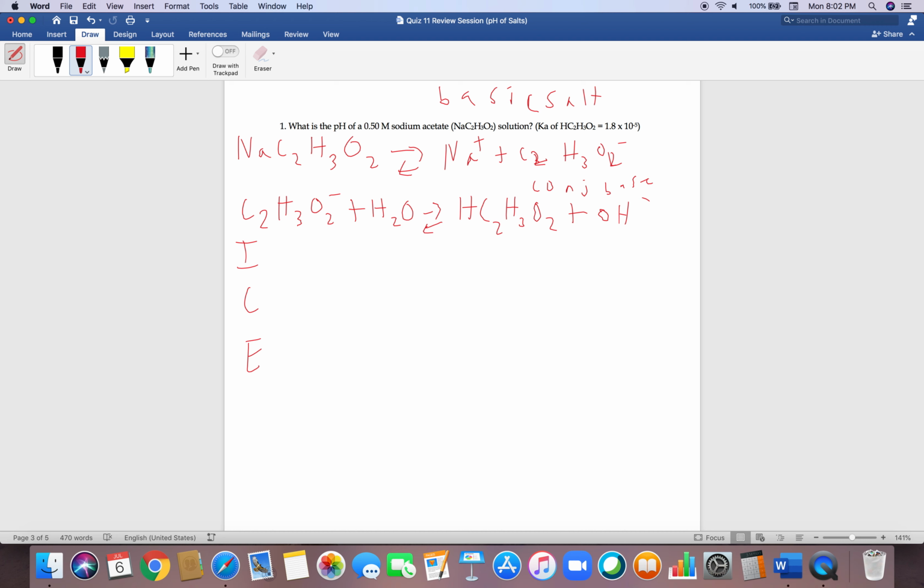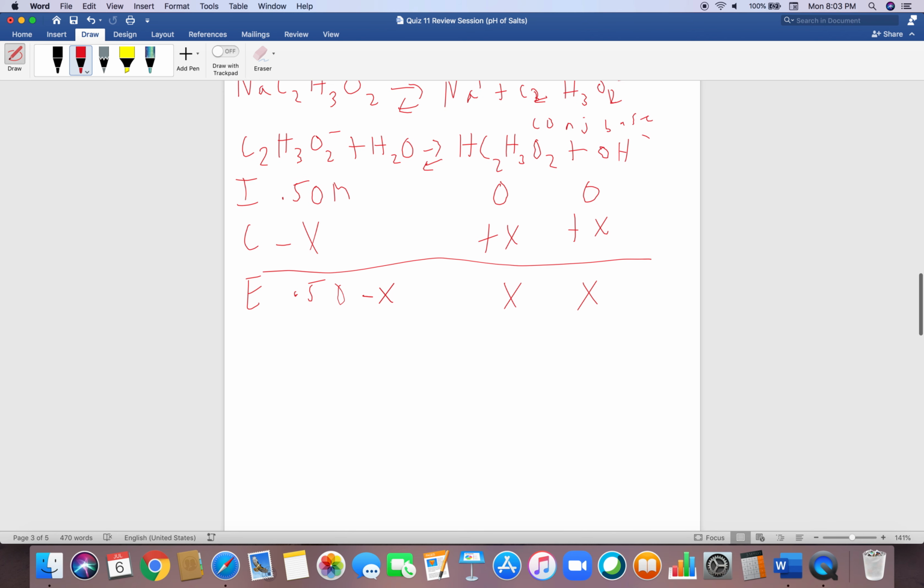So initially, what do I have? I have 0.5 molar of my conjugate base. I have 0 of my products. You don't have to worry about water. And I'm going to lose X on my reactant side, but gain it on my product side. So very typical kind of scenario here. So at equilibrium, my conjugate base is going to have 0.5 minus X, and I'm going to have X and X on my product side.